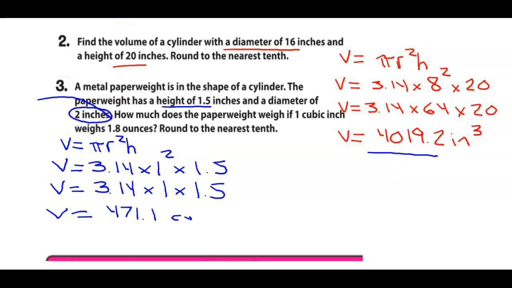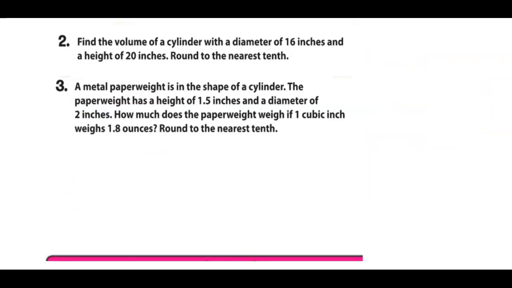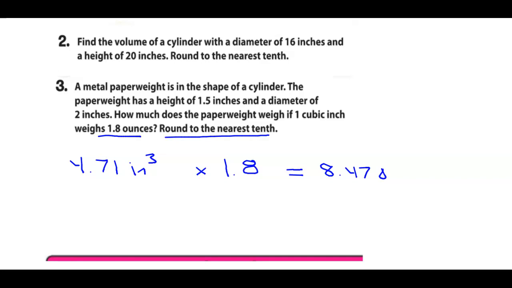Actually, you know what, you guys? Let's see. We've got 4.71 cubic inches, and now they're telling us that 1 cubic inch weighs 1.8 ounces, so we're just going to do 4.71 times 1.8, and that's going to give us the weight of 8.478, and that's ounces, and they want us to round that to the nearest tenths.